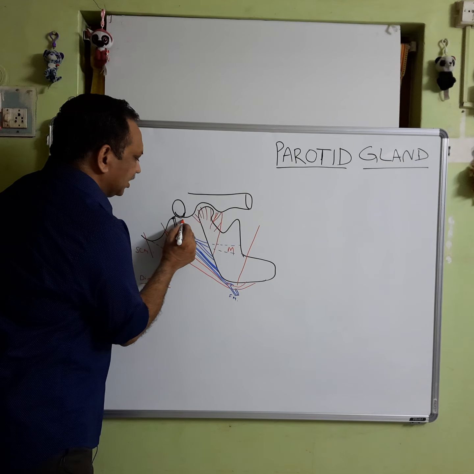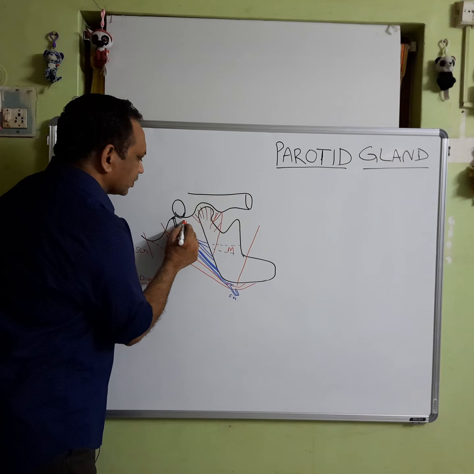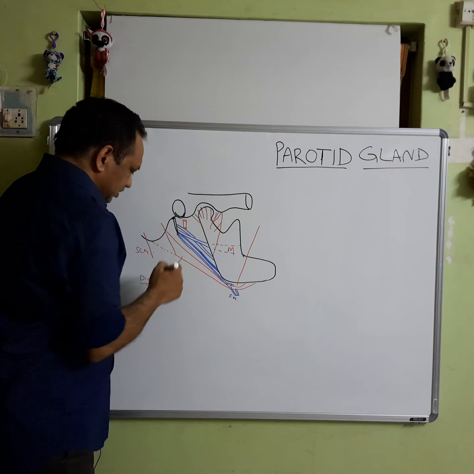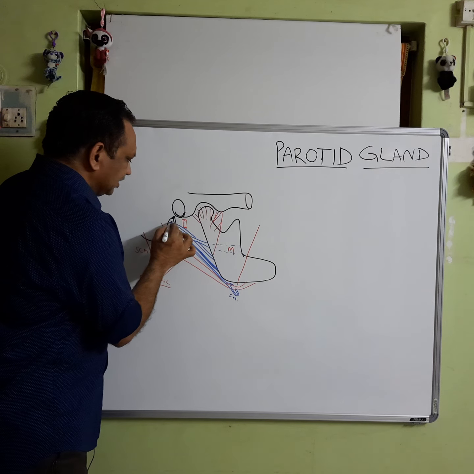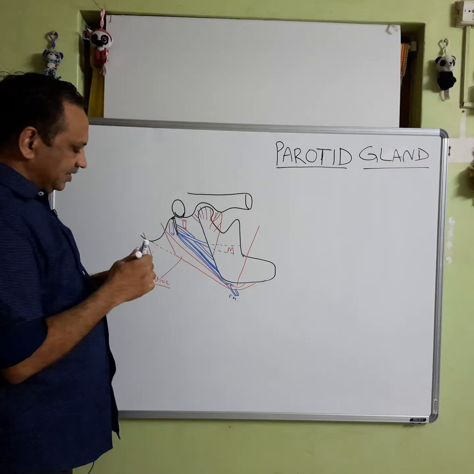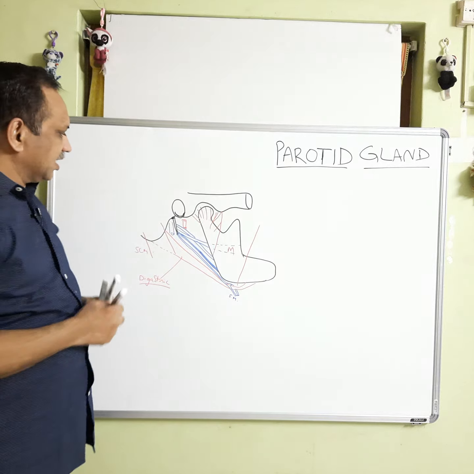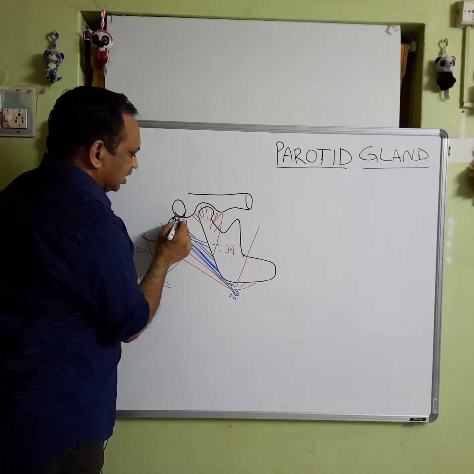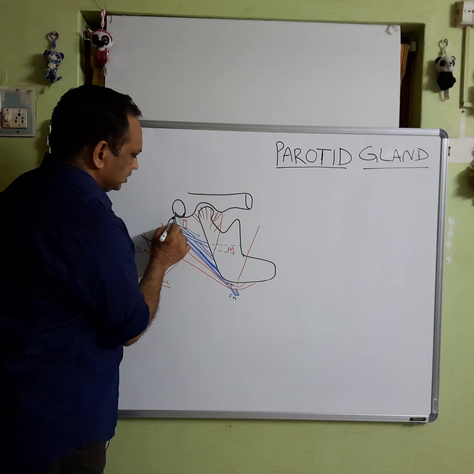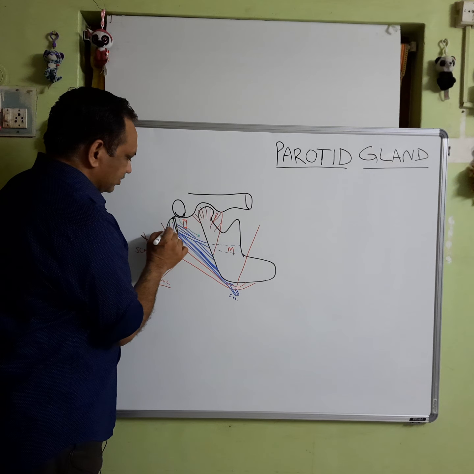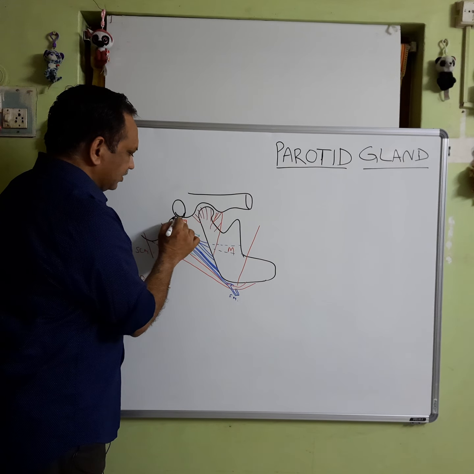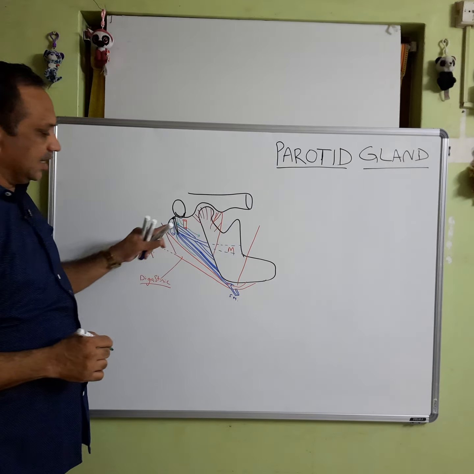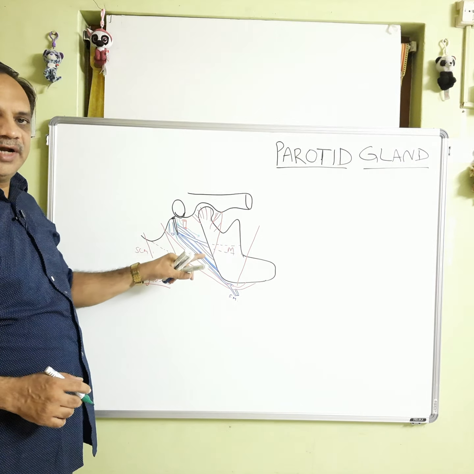Here the internal carotid artery goes above and the internal jugular vein descends down behind the styloid process. Between them are the last 4 cranial nerves. The glossopharyngeal nerve goes like this, the accessory nerve goes behind, the hypoglossal nerve descends down and the vagus nerve also descends down. So, 4 cranial nerves. So, this forms the parotid bed.